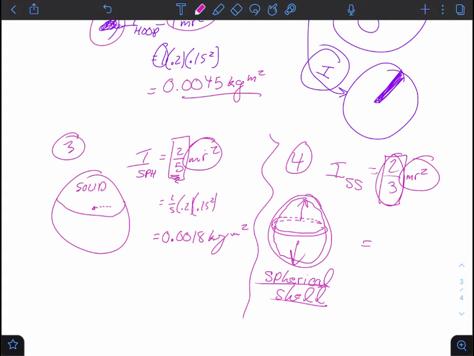And for a spherical shell, this has to be more because the weight is more distributed towards the outside. So 2/3. I guess I could have just left this equation in my calculator and changed the coefficient. But this is going to be 0.003 kilogram meter squared.